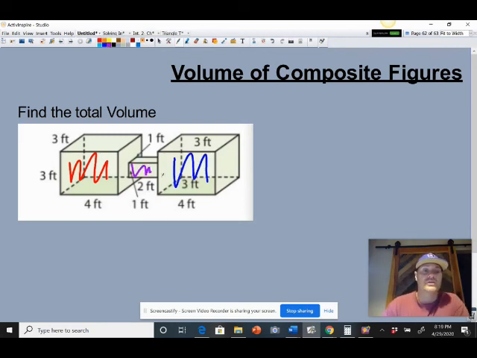It looks like these two, the red and the blue, are going to be the exact same. So that's a rectangular prism. So, oh my goodness, look at that. I just totally messed that up.